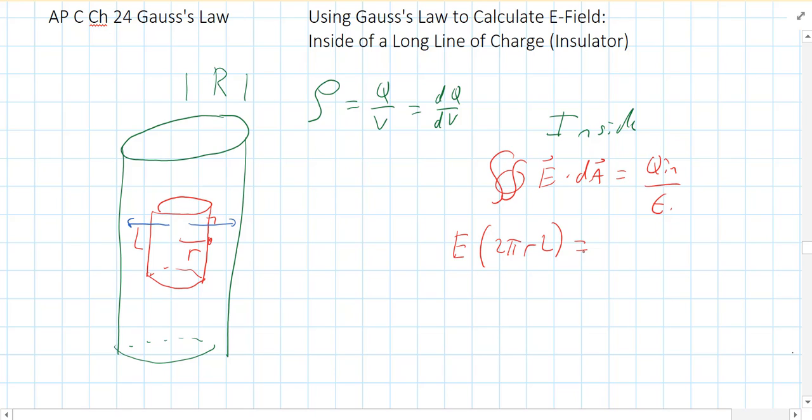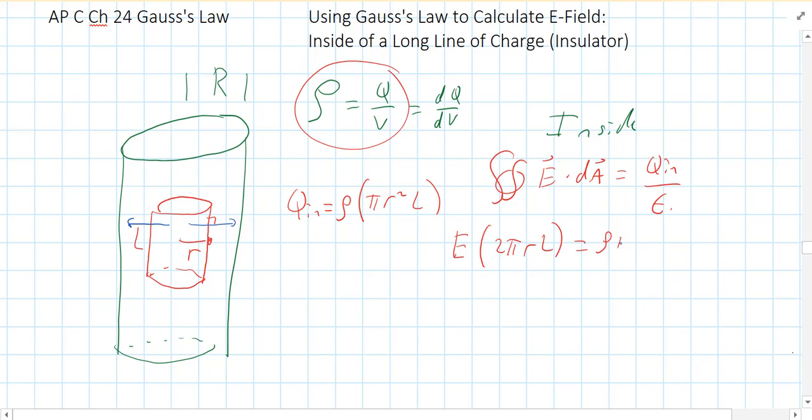So there I got to do a little work. Well, I'm going to use this to figure out Q enclosed. So Q enclosed is going to equal rho times the volume of that red garbage can. What's the volume of that red garbage can? Well, it's the base times the height. The base is pi r squared and the height is L. Okay, so that's going to be our Q enclosed.